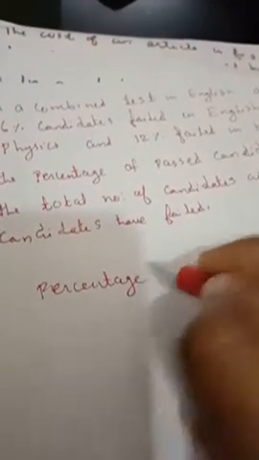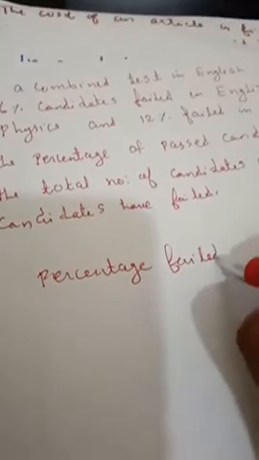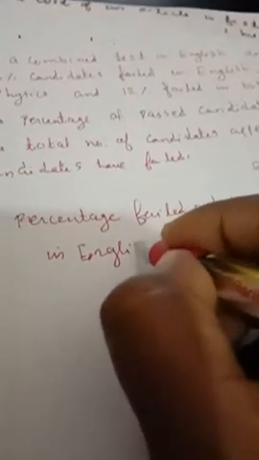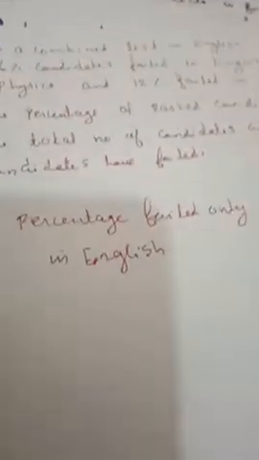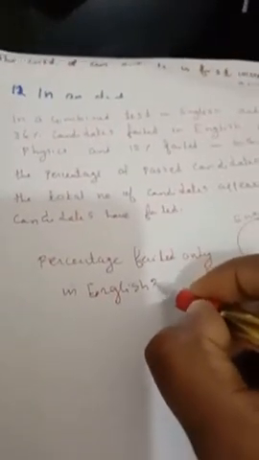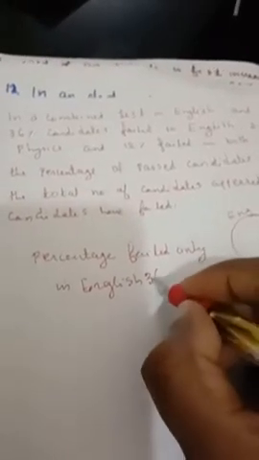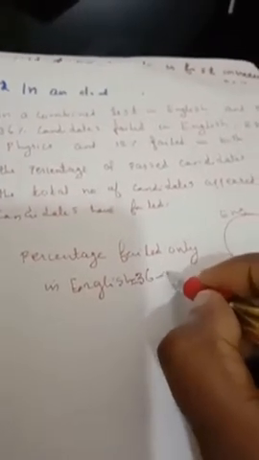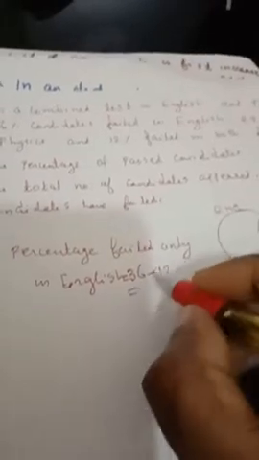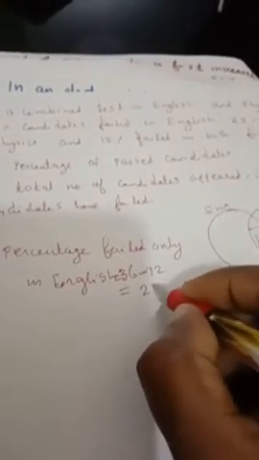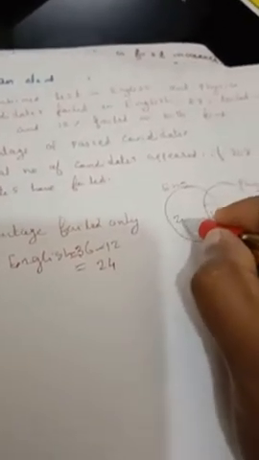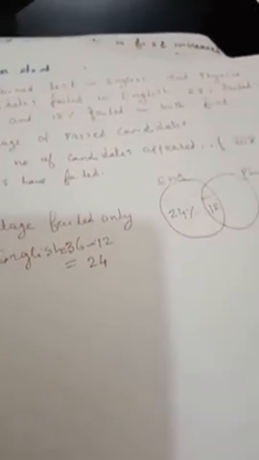Percentage failed only in English. Can you say only in English? Only in English means 36% minus 12%. 36 minus 12 is equal to 24. So 24% failed only in English.